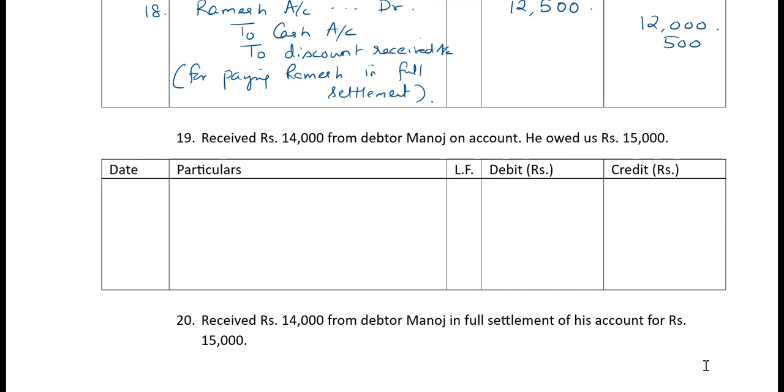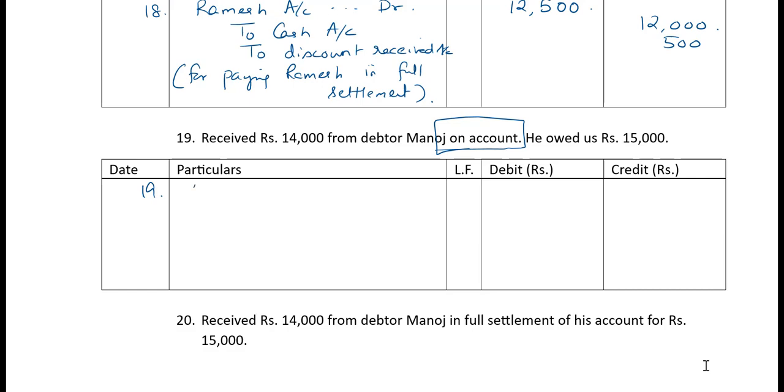Nineteenth transaction. Received 14,000 from debtor Manoj on account. He owed us rupees 15,000. So the word on account is used. It means that now we receive 14,000 rupees and later on the remaining 1,000 we will receive from debtor Manoj. So the two accounts involved are cash account and debtor Manoj account.